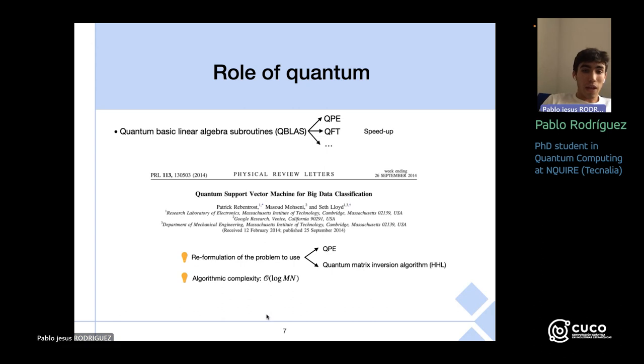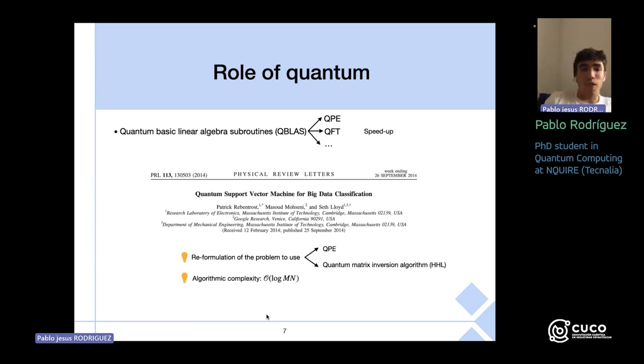Theoretically, they find an algorithmic complexity which is logarithmic in the number of training points. Remember that beforehand, in the classical case, we had a polynomial in the number of training points, and now we have a logarithmic one. So in theory we have an exponential speedup with this algorithm.